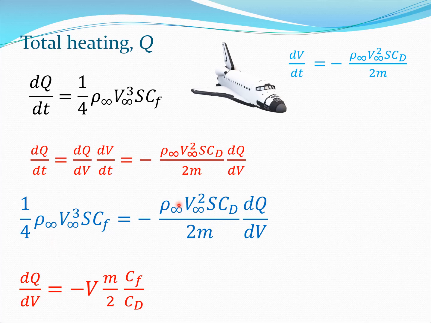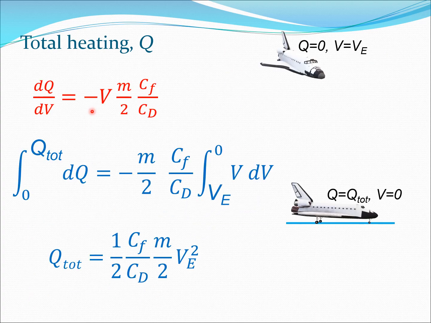So rho infinity cancels out, s cancels out, the v infinity square cuts off and gives us a v infinity here and so on. So with all these cancellations, I get dq by dv is minus v m by 2 cf by cd. Now we'll drop the infinity subscript because we know what velocity we are referring to. We'll simply use v because it will help us in doing integrations and so on. Do remember, v here stands for the v infinity or the far stream velocity at which the spacecraft is coming in.